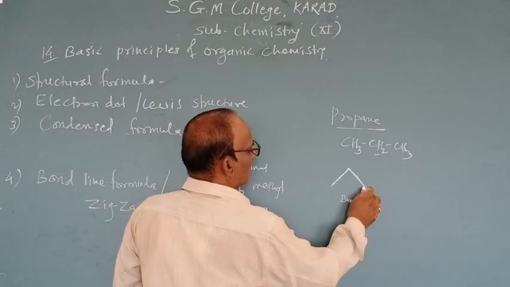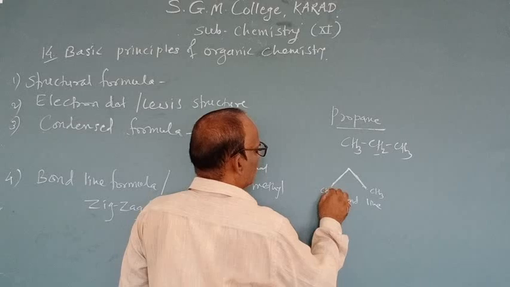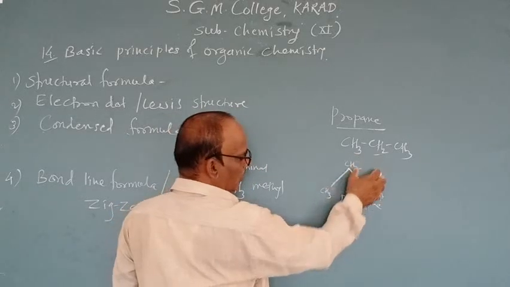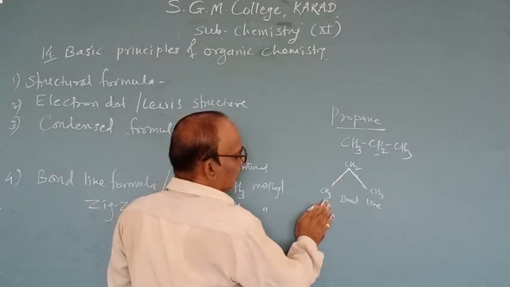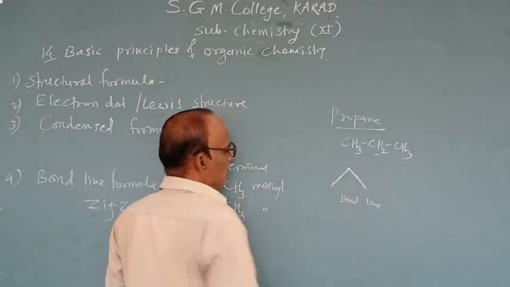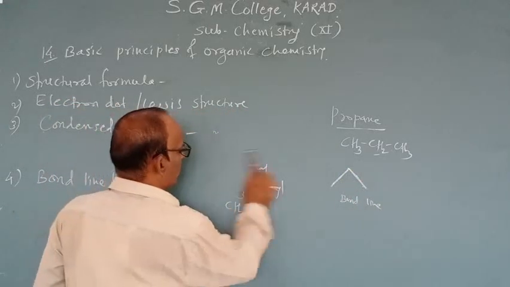So in this formula, at the terminal ends CH3 groups are present. At the intersection, a CH2 group is present. So this formula can be written in this way, but in the bond line formula, these groups are not indicated. Only a zigzag line is drawn for writing the bond line formula.